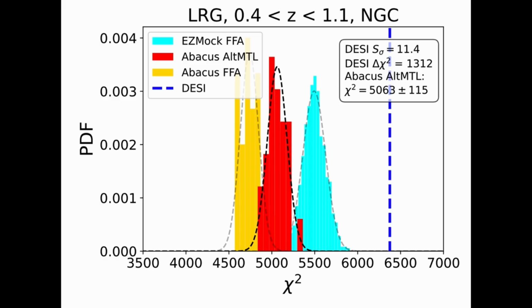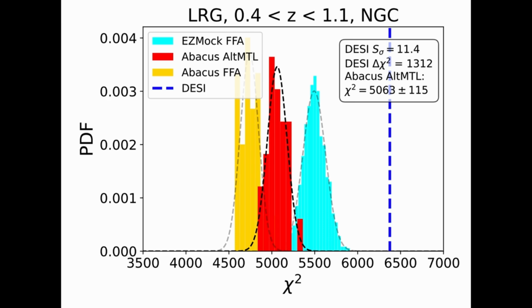The blue histogram, in cyan really, is the EZ mocks. These are mocks produced with the Zeldovich approximation and an approximate fiber assignment scheme called fast fiber assign, or FFA. Then in red, we have actually n-body mocks. These are Abacus, which is a GPU-based n-body algorithm. These are also fiber assigned with a very faithful scheme called alternative merged target ledger, or alt-MTL. And I should say fiber assignment is just how each galaxy gets assigned an optical fiber to be able to have its spectrum taken.